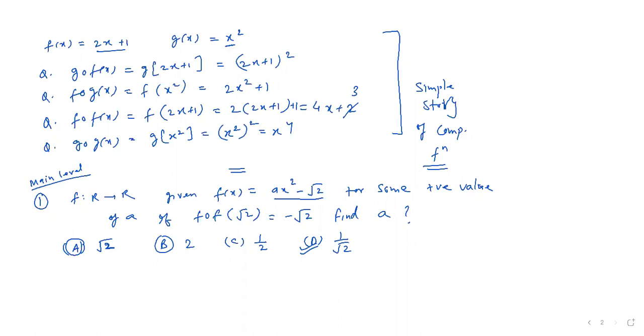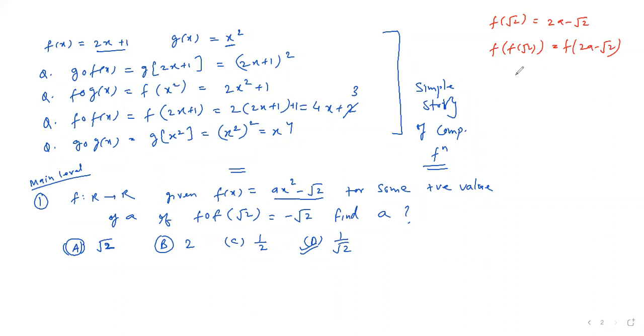Tell me, what is f of root 2? First of all, tell me. I'll write the solution here. Instead of x, you put root 2 and then you get f of root 2 is 2a minus root 2. What is f of root 2? Tell me first. 2a minus root 2. Am I right? Yes, sir. Put root 2 over here. Now second question: f of f of root 2 means you have to find f of 2a minus root 2. Am I right?